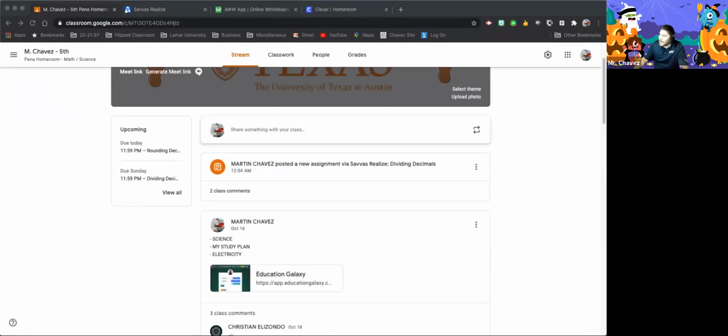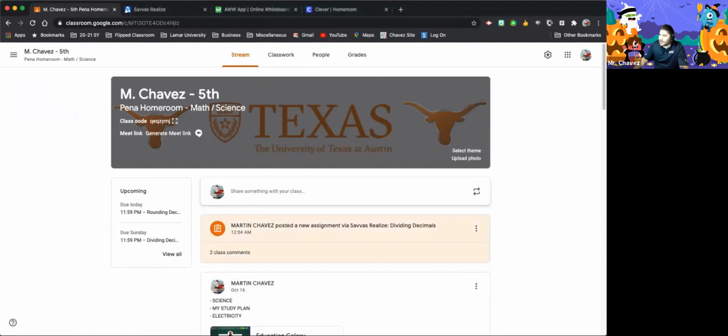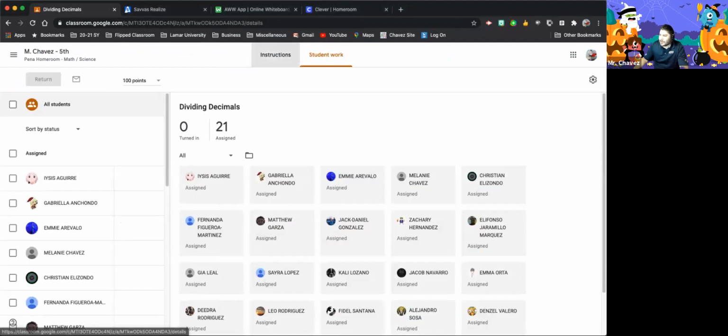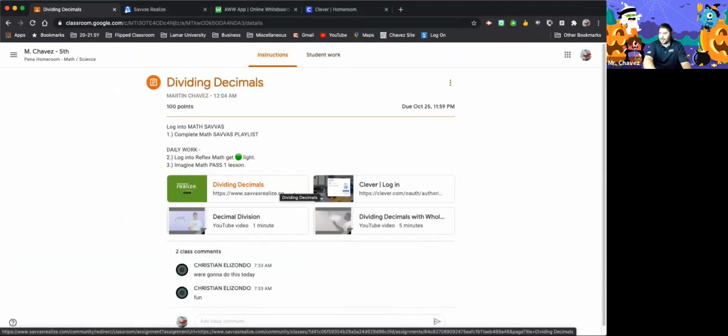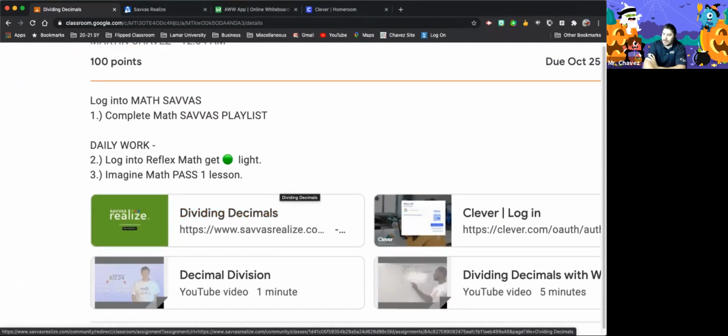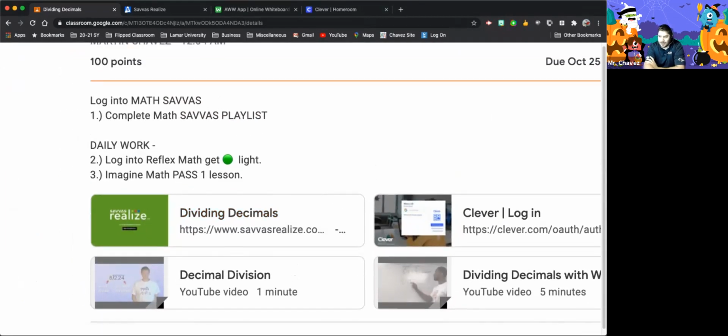So here in the stream, dividing decimals, like I was showing you earlier, all you're going to do for me today for your homework is just two things. And this, where it says daily work, is what you have to do every single day. Even though I may not say it during math classes, these have to be done every day.